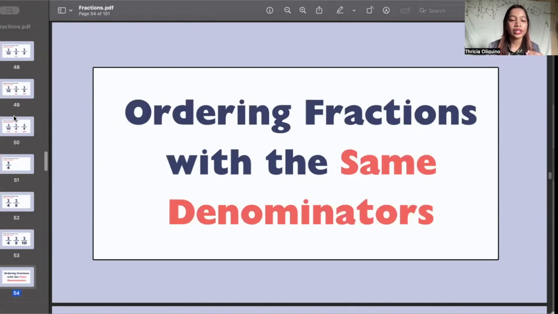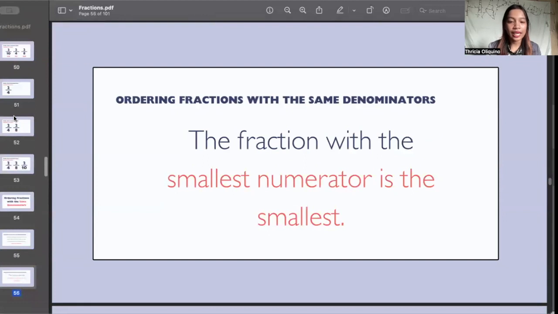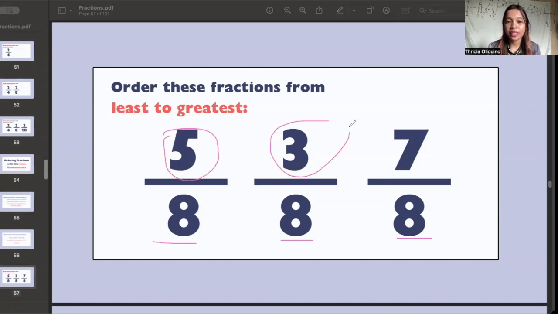So we tackled ordering fractions with the same numerators earlier, but we're going to proceed to ordering fractions with the same denominators. Again, when we are ordering fractions with the same denominator, we need to look at the numerators and compare them two at a time. The fraction with the smallest numerator is the smallest. For example, if they have the same denominator of 8, we just have to look at the numerator. The larger the numerator, the larger the fraction.